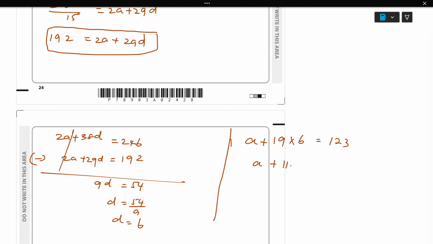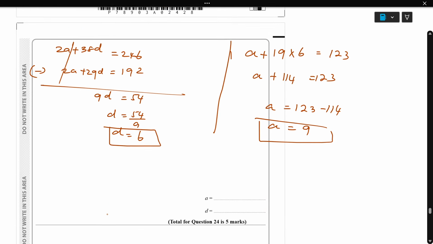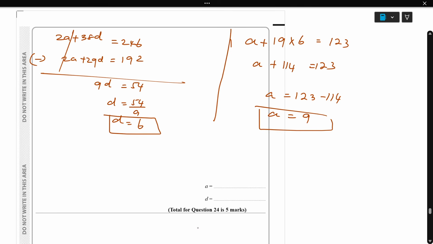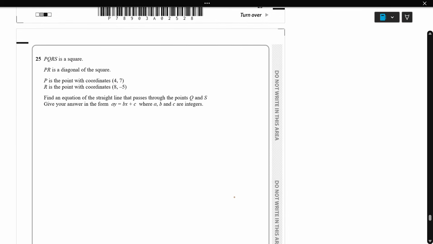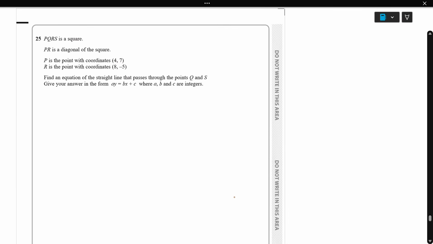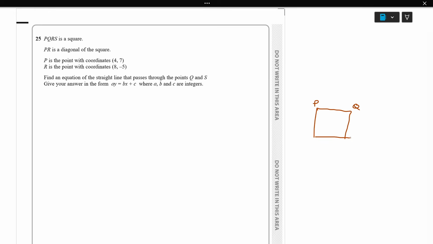So we got the d value. For the a value, use any one of the equations. Just substitute. I will pick the first equation, that will be easier. a plus 19d equals 123. We know the d value, so 19 times 6: a plus 114 equals 123. So a equals 123 minus 114, so a equals 9. So we got the a value and the d value: a equals 9, d equals 6.